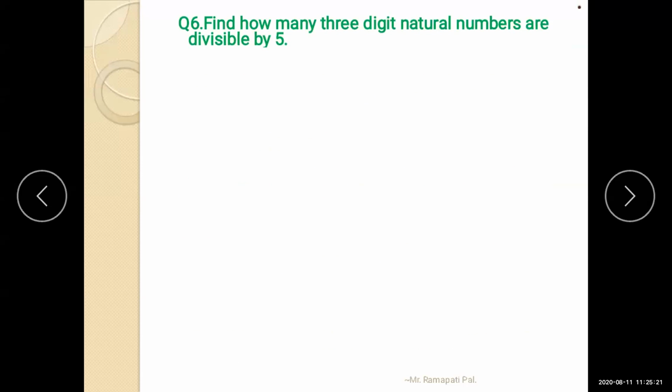Okay. Let's see question number 6. Find how many 3-digit natural numbers are divisible by 5. So Khushi, can you tell me what the 3-digit natural numbers are? Which is the smallest natural number and which is the greatest natural number? Khushi.